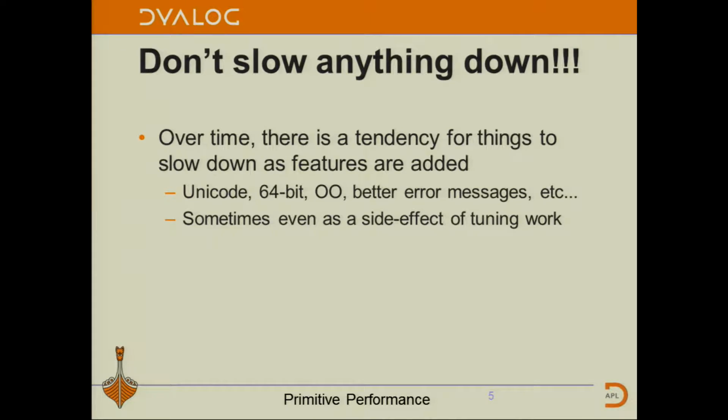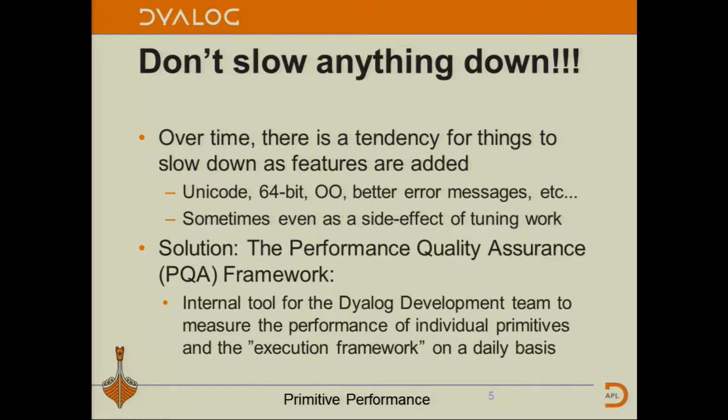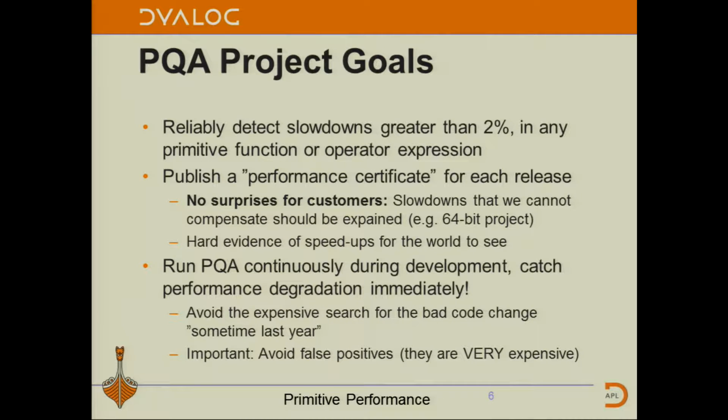Now, of course, as you add Unicode and 64-bit and more object orientation and better error messages, or even sometimes just as a side effect of tuning one thing, you'll have other things slow down. And the thing I really want to talk to you about is something we've built internally called the Performance Quality Assurance Framework, which is an internal tool that we use to try and measure the performance of individual primitives, eventually on a daily basis.